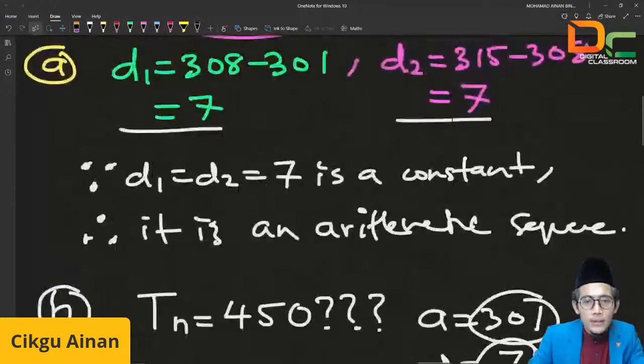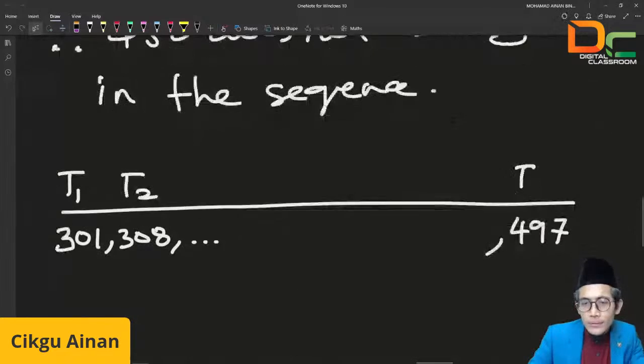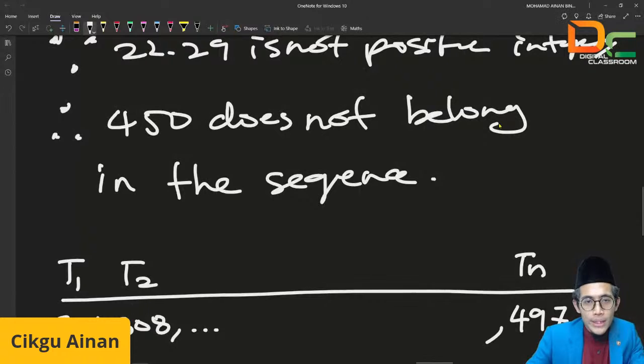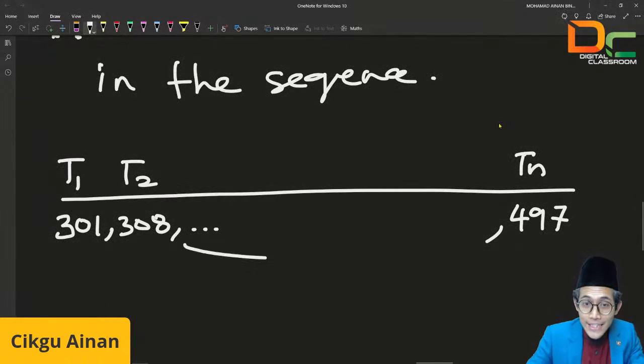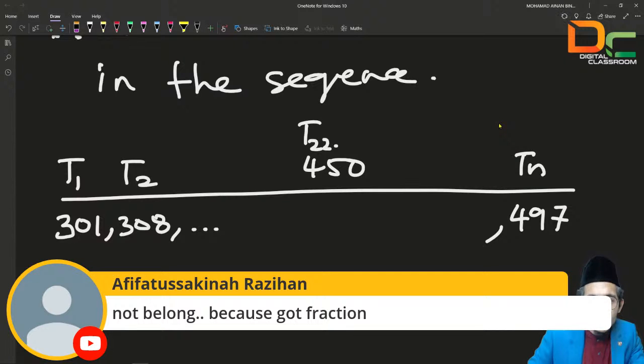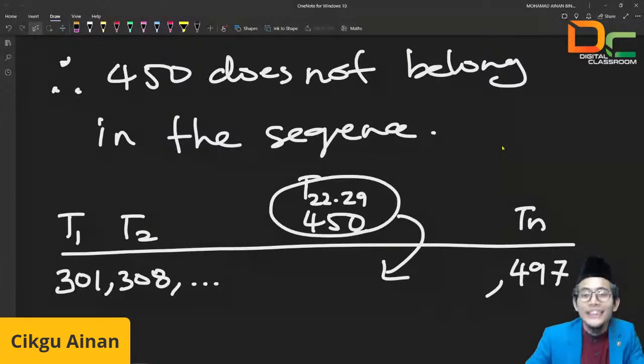Kita cari tak tadi? We are not looking, tak apa. This one we do later, this one N yang kita tak tahu. Now, just now we tried to locate 450 inside the sequence, and we get 450 is T22.29. Sebab apa saya letak dekat sini? Sebab it doesn't belong here.